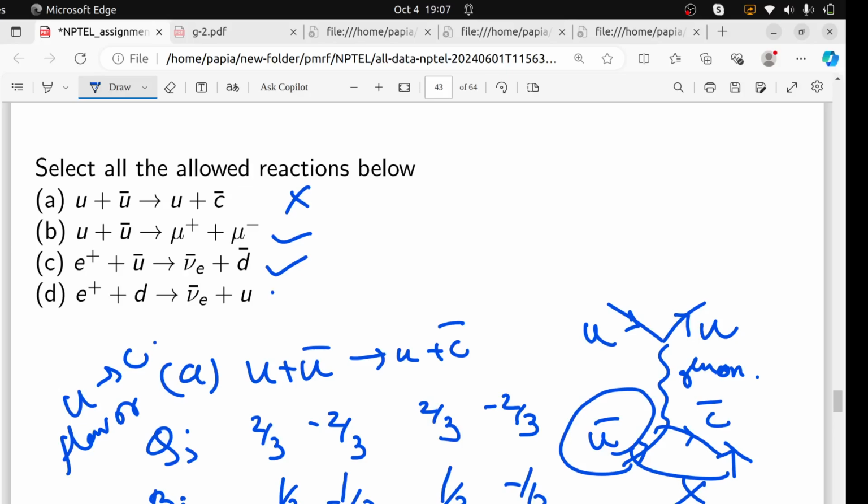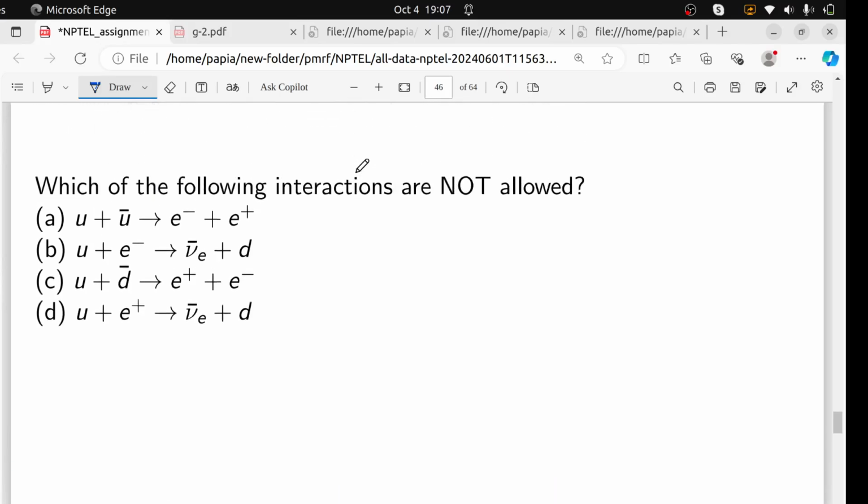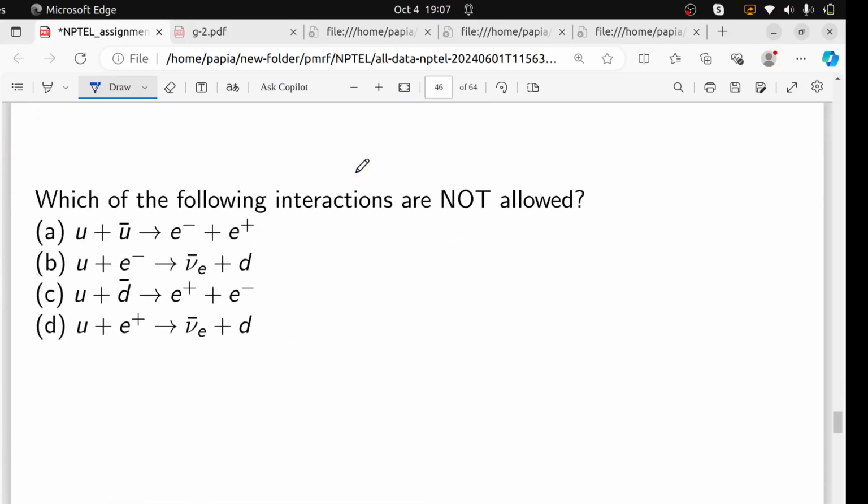This is fine. So options B, C, D, all these three are allowed. Now in the next question, which of the following interactions are not allowed? We will see which is the not allowed case. So for the not allowed case also, we have to check whether it is allowed or not allowed. So let's say first one.